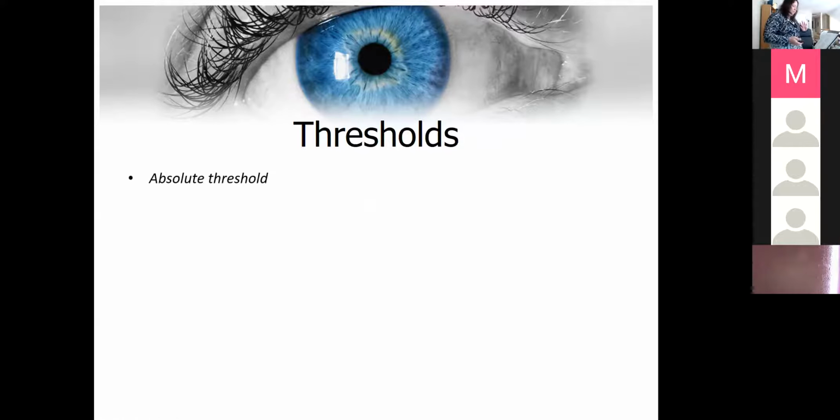The next thing we're going to talk about is psychophysics, which is the study of linking physical properties of stimuli with a person's experience of them. And one of the ways we talk about this is through thresholds. So again, psychophysics is linking physical properties of stimuli with a person's experience of them.